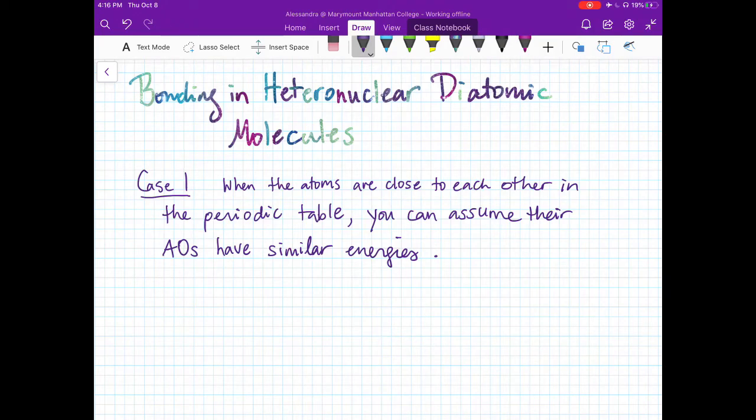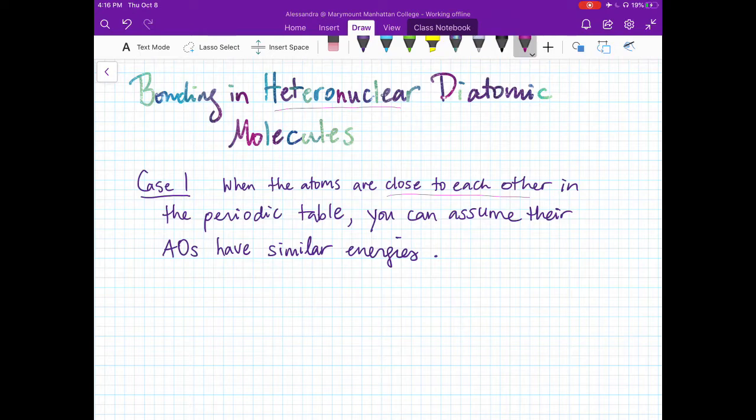Now I would like to discuss bonding in heteronuclear diatomic molecules. As the name implies, heteronuclear is when we have two different bonded atoms in our molecule. There are really two cases that we're going to discuss in the context of this chapter. The first case is when you have two different atoms, but they're close to each other in the periodic table.